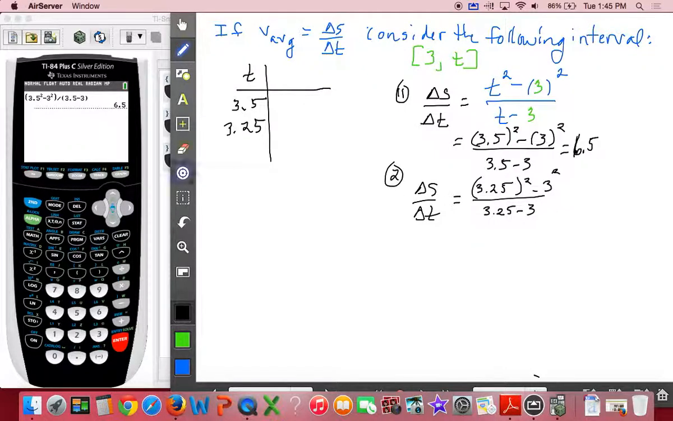So we have our change in position, which is our distance, which is t squared, over your change in time, which is t minus 3. So run that through your calculator, tell me what you get. You get 6 point something, I guarantee it. Run it through your calculator. What is it? 6.25. Wasn't that closer than the 6.5?